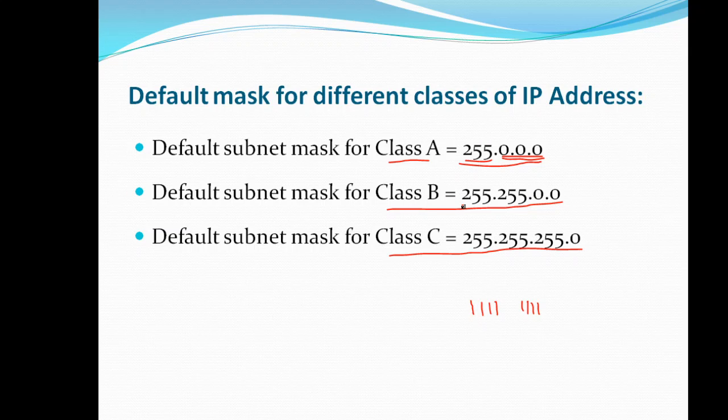In the class B case, the network ID represents the first two octets. So that's why all the bits in the first and second octets are represented with ones. All ones in an octet is equivalent to the decimal value 255. So that's why 255.255.0.0. For class C, the first three represent the network ID part, so all are set to 1. So it is equal to 255.255.255.0.